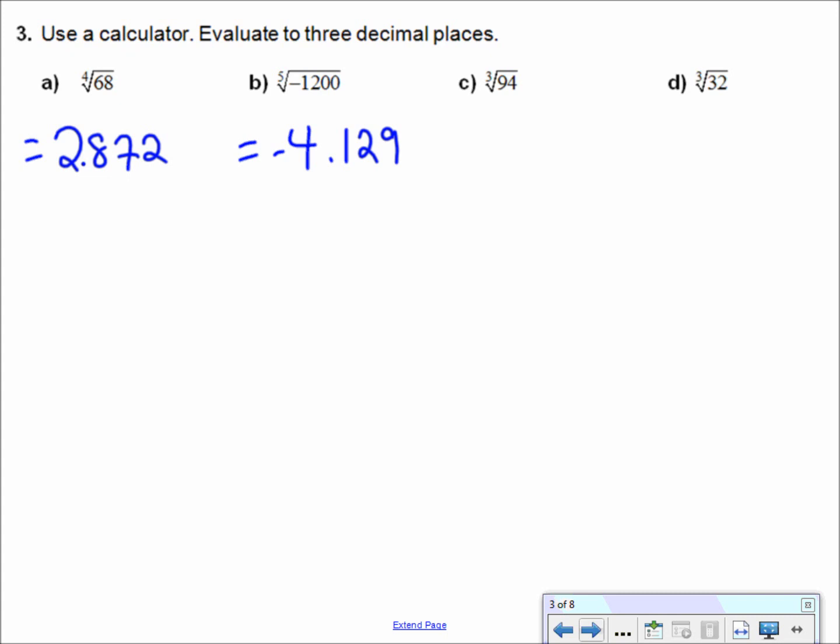Okay, next, C, the cubed root of 94. My answer is 4.547. Again, rounded. Please let me know if you're not getting these answers, because you might not be doing it correctly on the calculator. Okay, 3.175, and that is rounded.